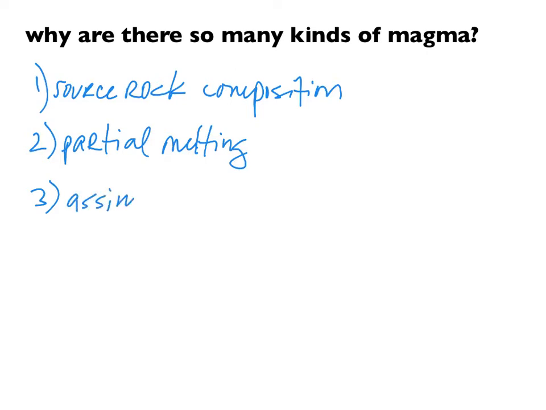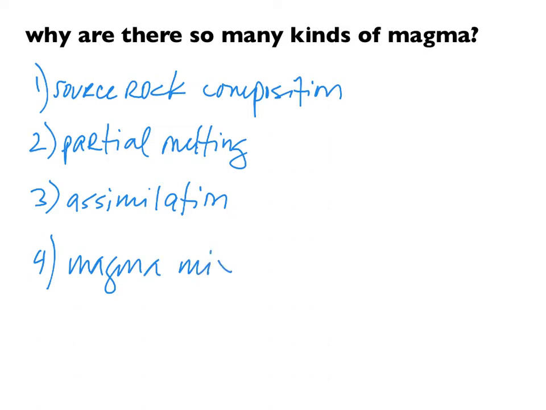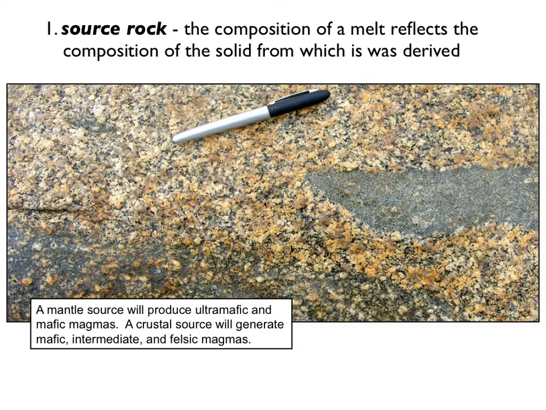The third thing is assimilation, or the incorporation of chemicals that are dissolved from surrounding wall rocks. And lastly, magma mixing. If you take 2 magmas of different composition and mix them together, you can get a third new composition of magma. So these 4 factors are what provide the huge heterogeneity of magma compositions that exist on planet Earth. Okay, so let's go through them one by one.